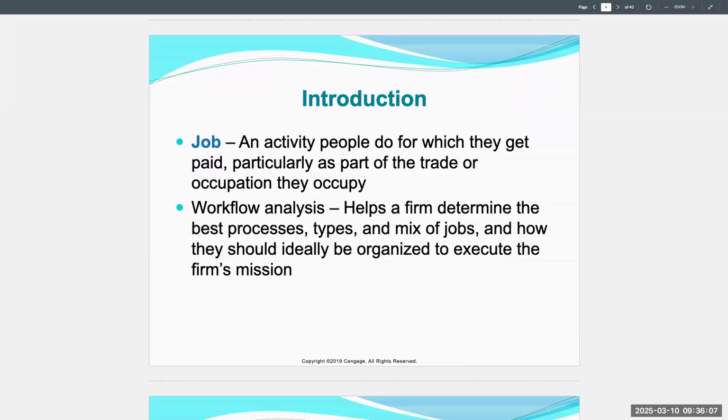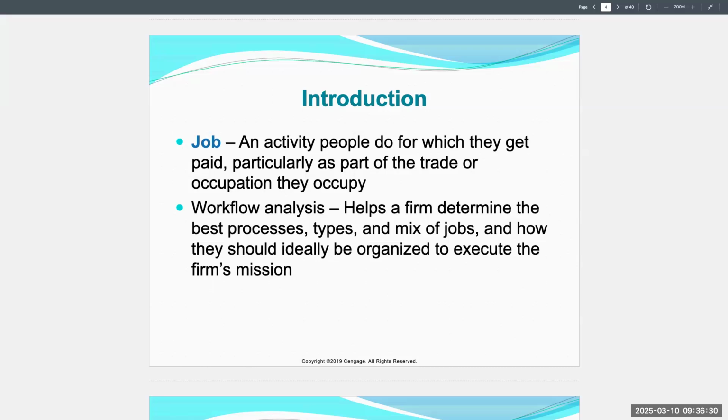So essentially, a job is more than a title. It represents the structured set of responsibilities, tasks, and expectations that employees must fulfill in order to contribute to an organization's goals. Now, every company relies on a job structure to ensure smooth operations, productivity, and efficiency.